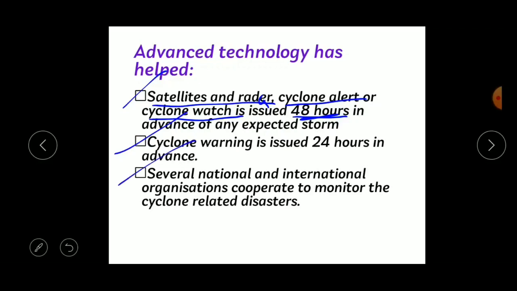Okay, the next point is several national and international organizations cooperate to monitor the cyclone related disasters. And one more thing, the cyclone warning is broadcast in the area at intervals of half an hour or 1 hour.